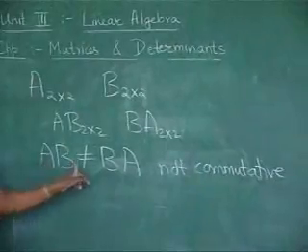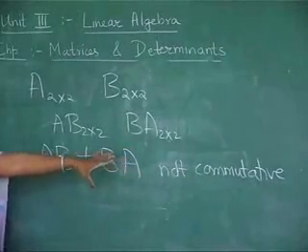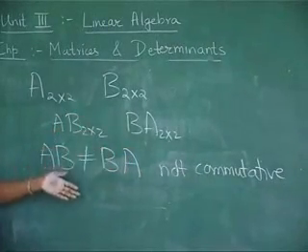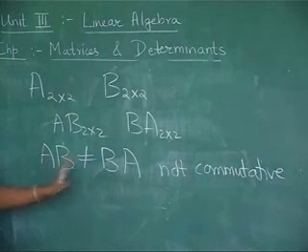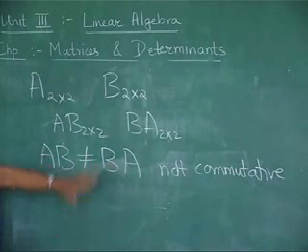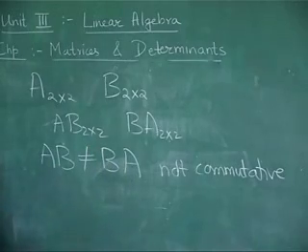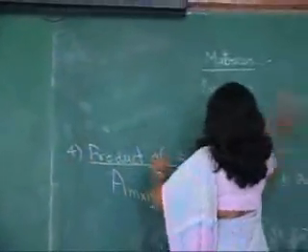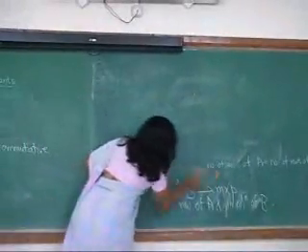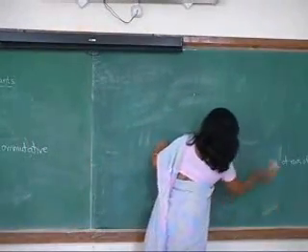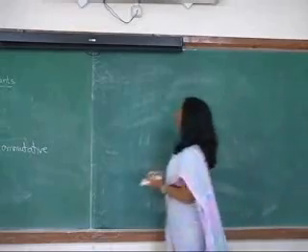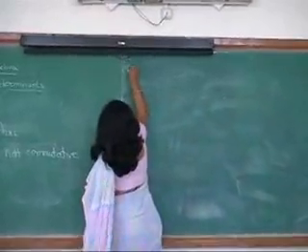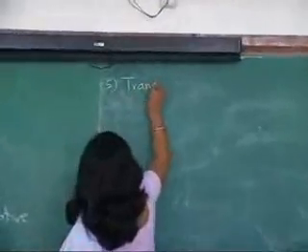That means AB is not equal to BA in general. Of course, there are a few exceptional cases where AB will be the same as BA, but this is not always going to happen. So that's regarding the product. Next, we have the operation of transpose of a matrix. So let's go to the definition of transpose of a matrix.